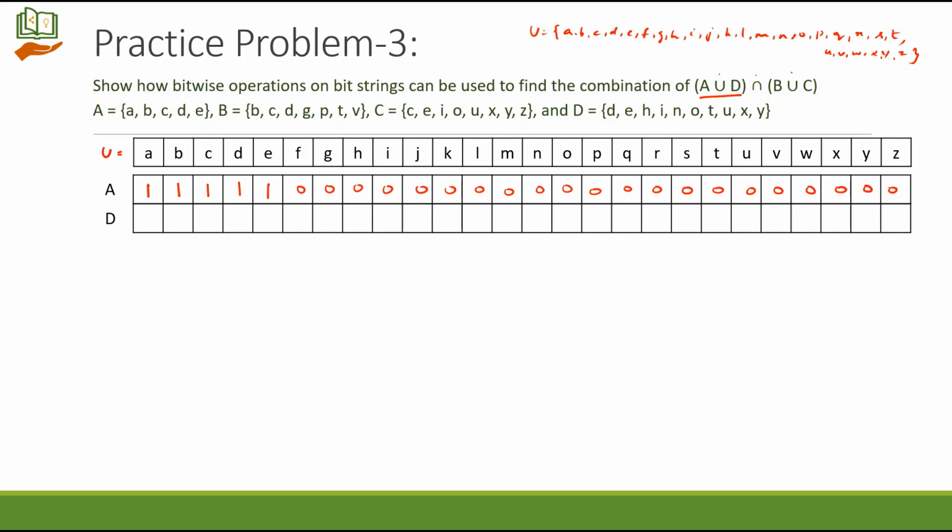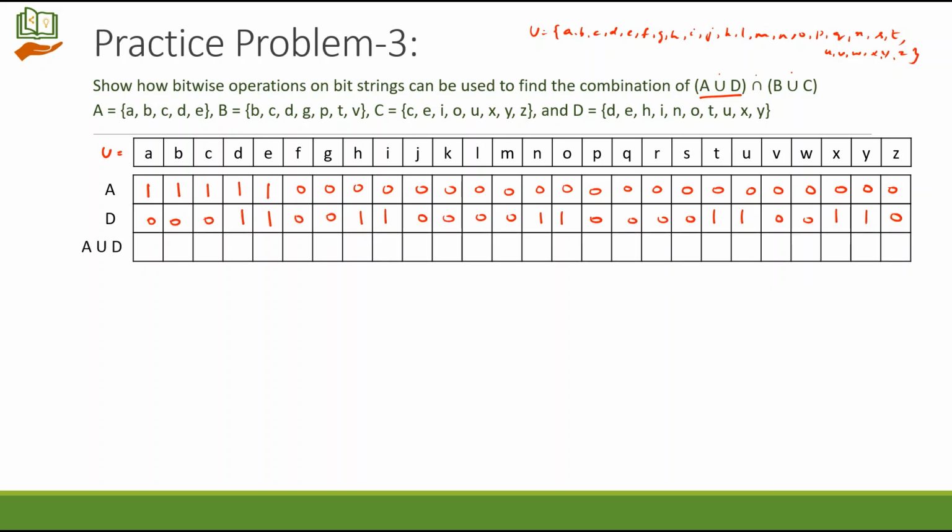We have D, E, H, I, N, O, then we have T, U, then we have X, Y. The remaining places should be filled with 0. Now we have to find A union D. So what is A union D? The element can either belong to A or to D or to both.